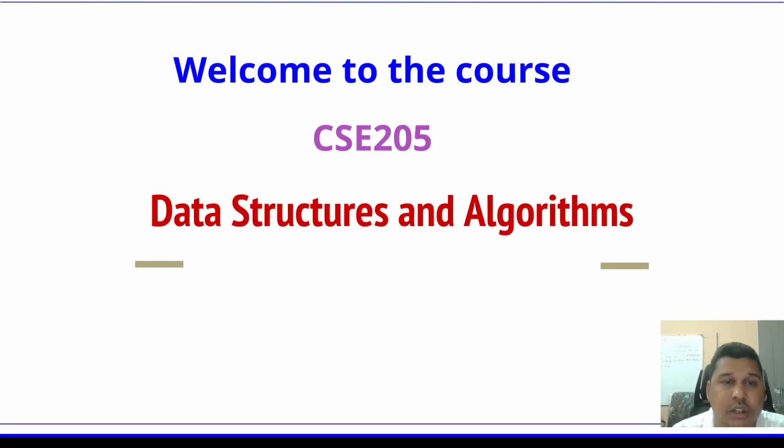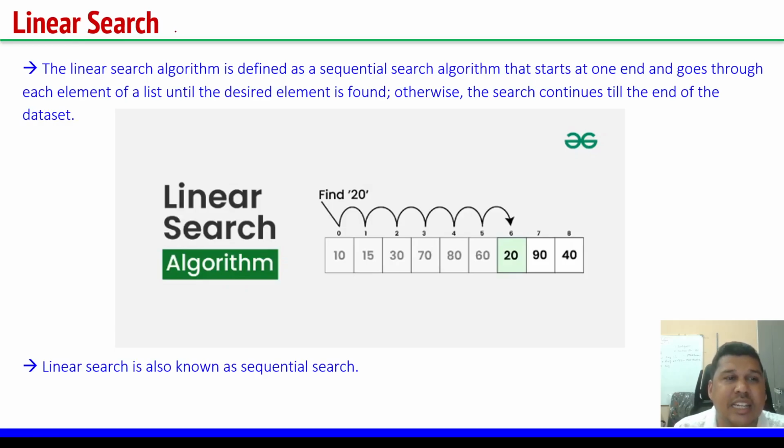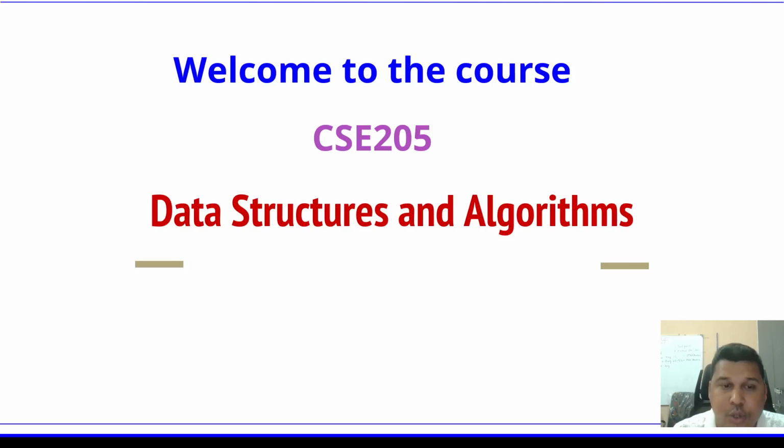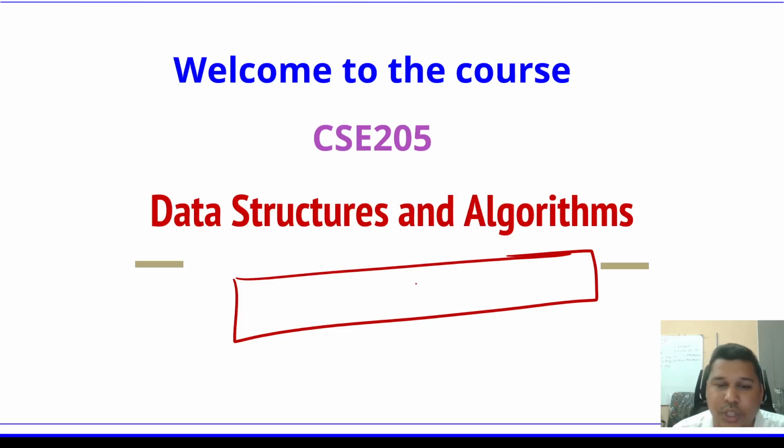So first we will try to understand the linear search technique. Before this, what is searching? Why do we have to do searching? What is meant by searching? When you have a list or an array with some set of elements, you want to know whether the element which I am giving exists in this array or not.